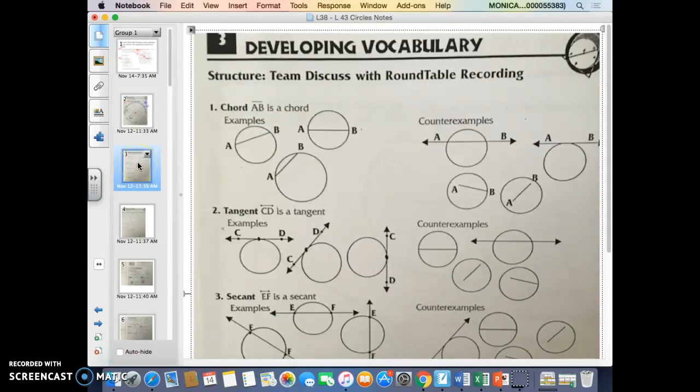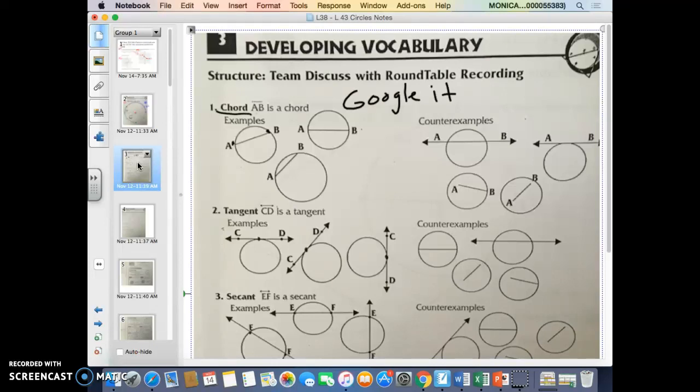Here we go. Now you're going to develop vocabulary. So I want you to look at what something is and what it is not, so then you can figure out what it really is. So if we're looking at a chord, you'll see that a chord is a line segment that has endpoints on the circle. A counterexample would be these don't have both endpoints on the circle and this doesn't have endpoints at all. That's a line.